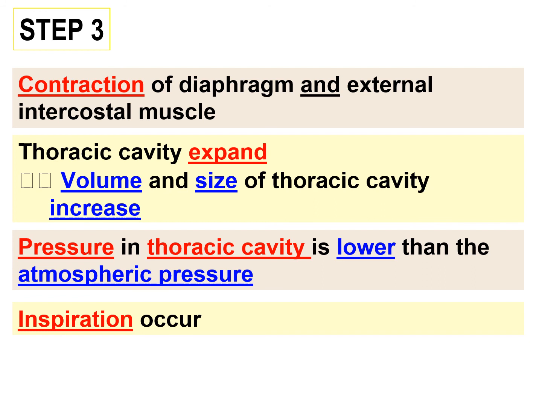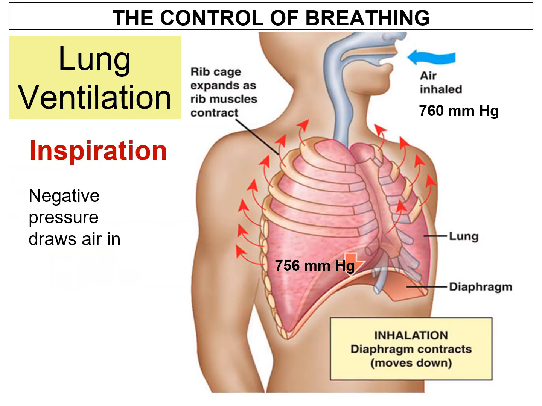So diaphragm bila dia contract, dia akan ke bawah. Jadi kita akan tarik nafas. So increase of volume in the lung. The thoracic cavity expands, increasing volume and size of thoracic cavity. The pressure in thoracic cavity will become lower than the atmospheric pressure. Sebab tu udara boleh masuk ke dalam paru-paru. So this is why inspiration occurs.